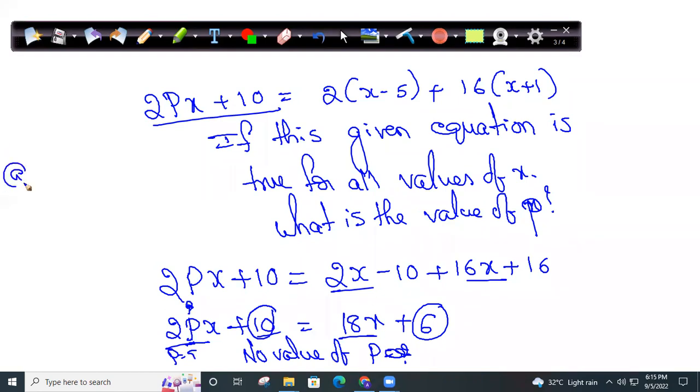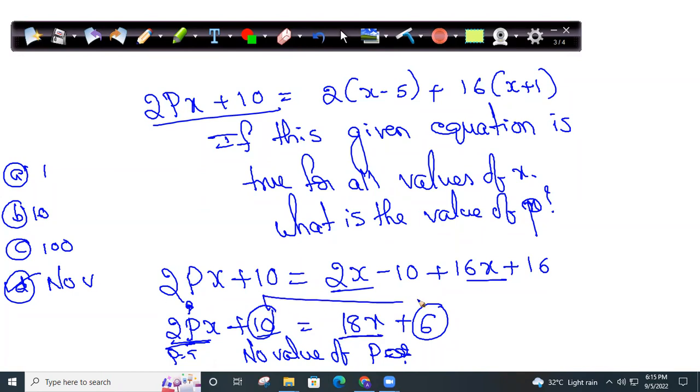So option A would have been 1, option B would have been 10, option C would have been 100, option D would have been no value of p exists. So no value of p exists should be your answer. Simple logic. I told you it should be the same on both sides. If I keep p equal to 9, 18x and 18x would be the same. But whatever magic you try, 10 can never ever be equal to 6 in this world.